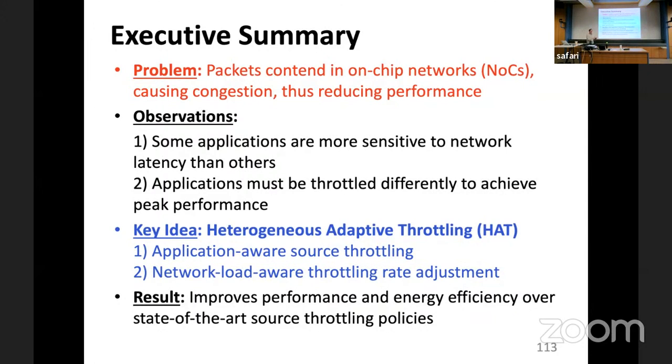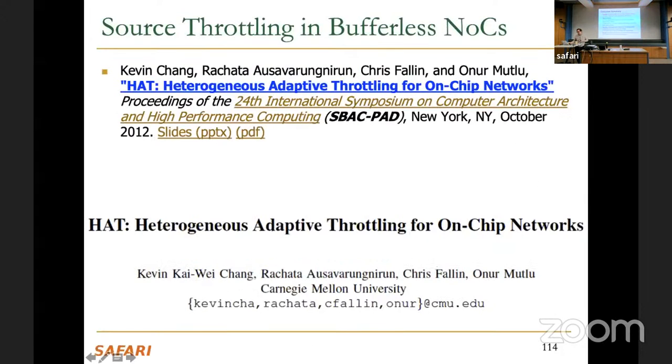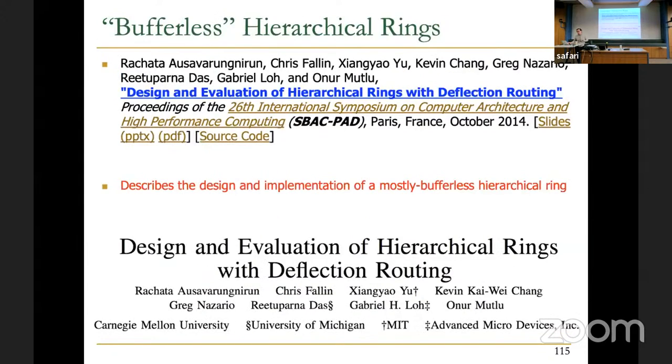Remember that load-latency curve. Basically, if you're operating at the edge close to the saturation throughput, you're throttling much more aggressively. If you're operating at the low load regime, you're not throttling as aggressively. Okay, I will not go into a lot more detail over here, but that's basically the gist of it. And there are papers written on it as well.